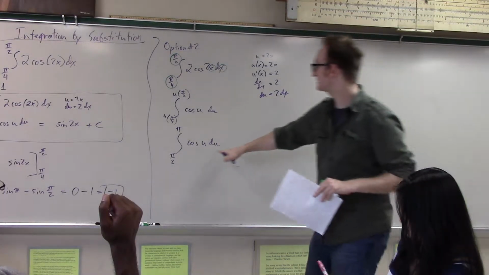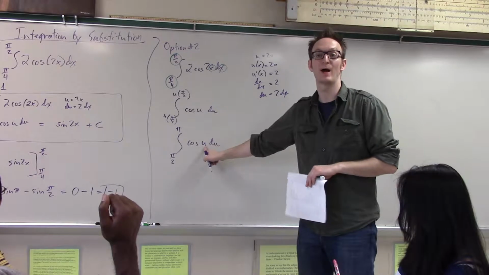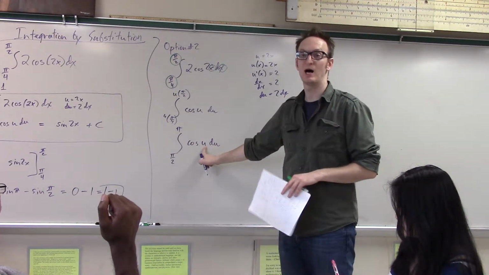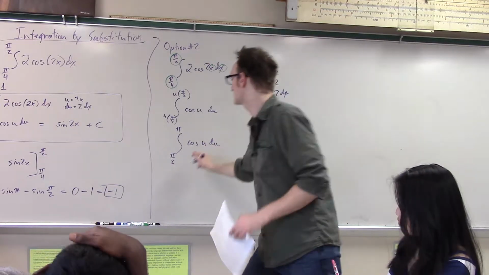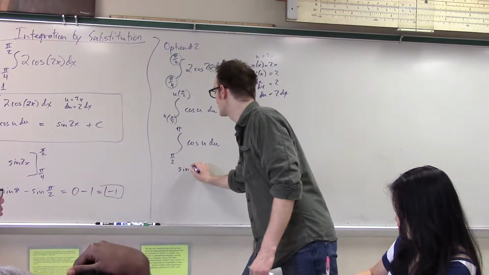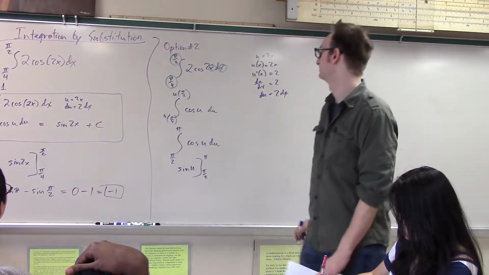And this is now just doable, right? By the fundamental theorem of calculus. Ethan, wake up. The integral of cosine u is just sine u. And so what I get is sine u evaluated at pi and pi over 2.